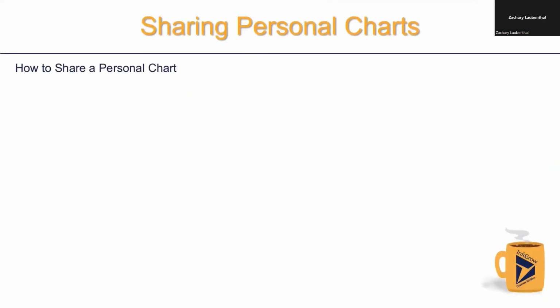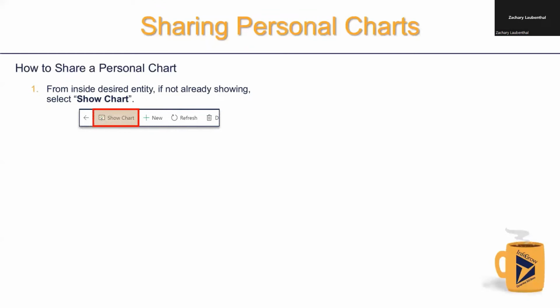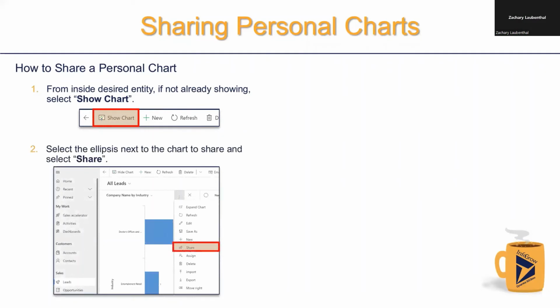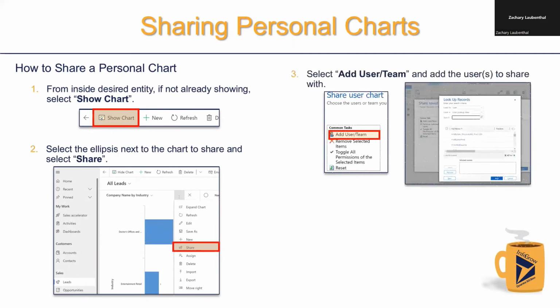To share your personal chart, because you might want to share your chart with someone, from inside the desired entity, if not already showing, select Show Chart. Select the ellipsis next to the chart and select Share. The Share User Chart window will open where you can select the Add User Team button to add the colleagues with whom you want to share.